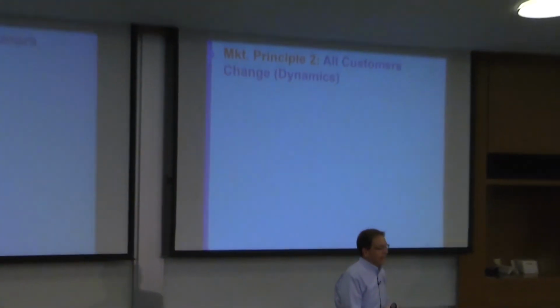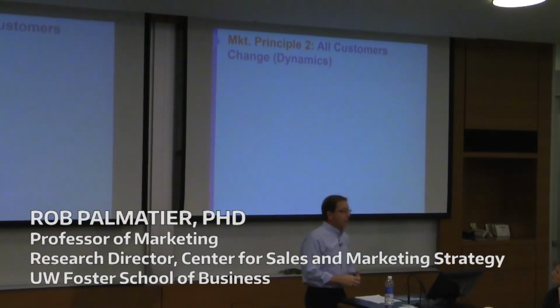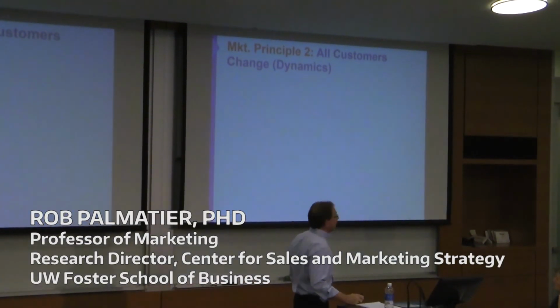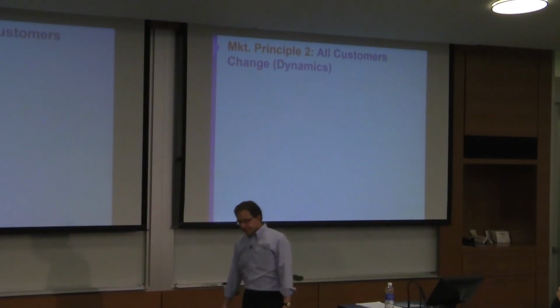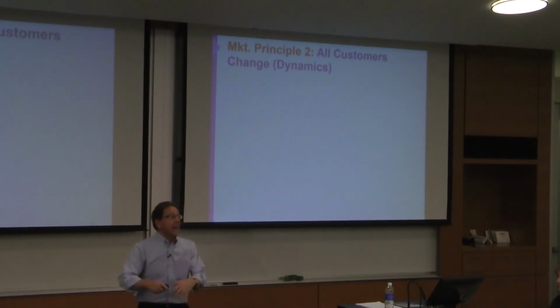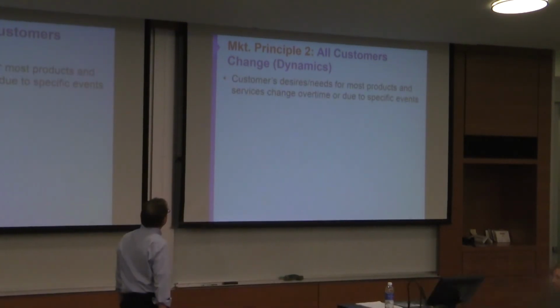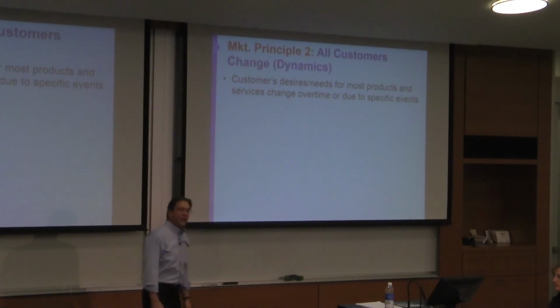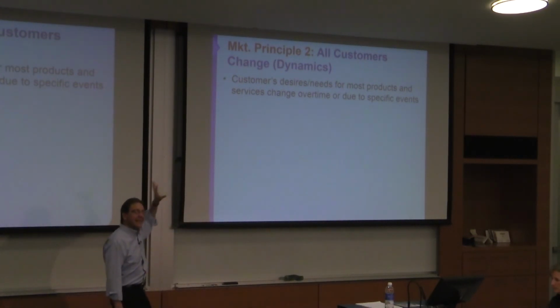So now we're going to change direction. We're going to go to market principle 2. The first one was how to deal with all customers are different and how to deal with heterogeneity. Now we're going to say all customers change. Why do they change? Again, the very first slide gets into, do we believe it? Customers' desires change for most products and services, change over time, and due to specific events.